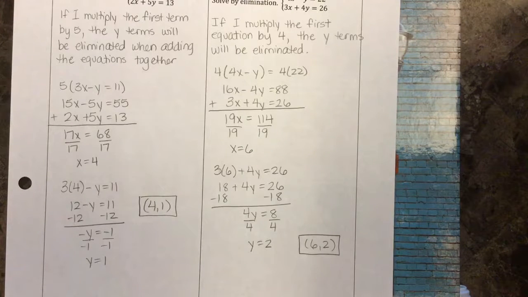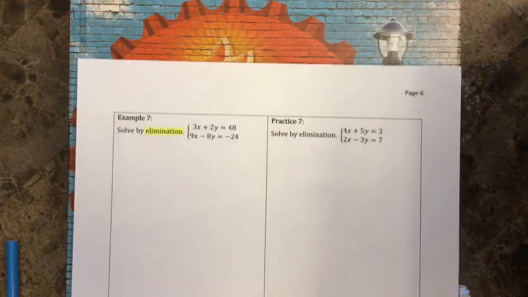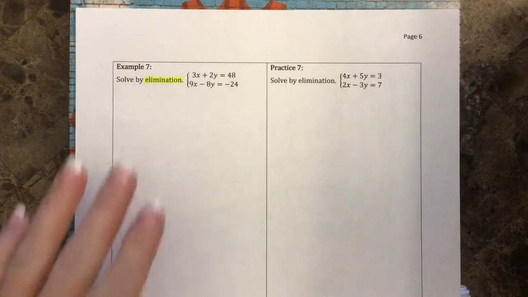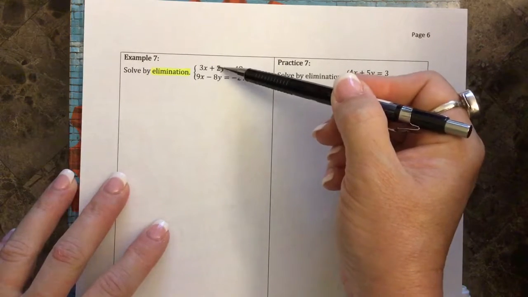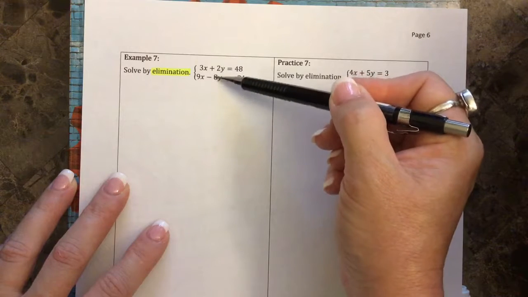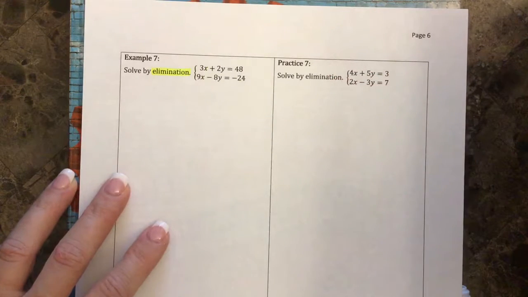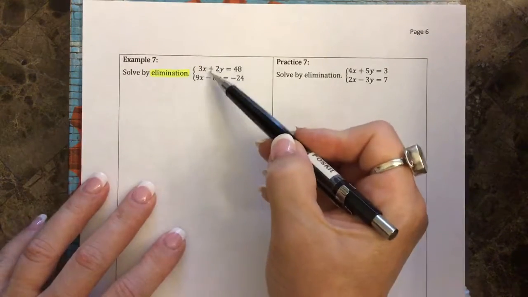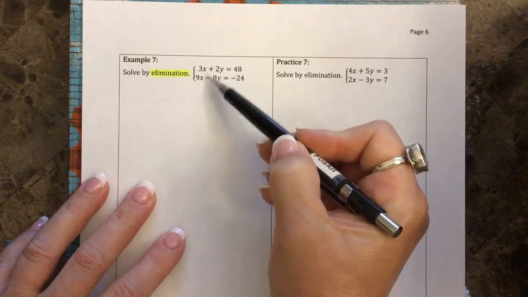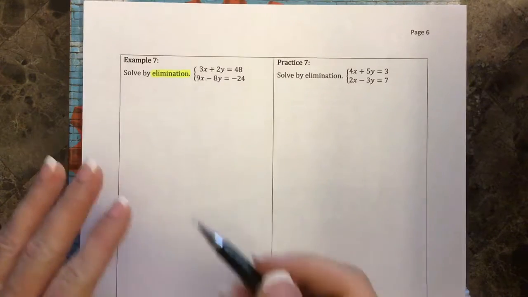Here's what you get. All right, let's do one more. So we're going to solve by elimination. I have the option of multiplying either the y term by something or the x term by something. In my opinion, since one of these is already negative and one is positive, I would go ahead and eliminate the y term.